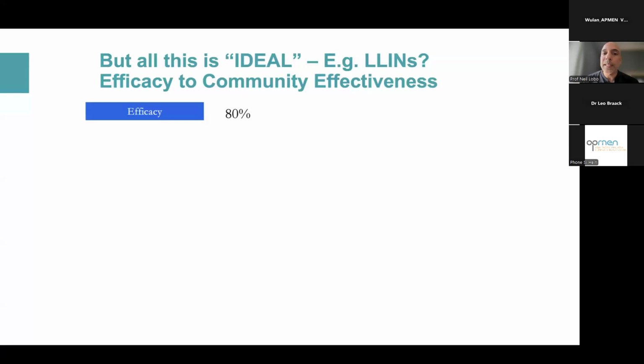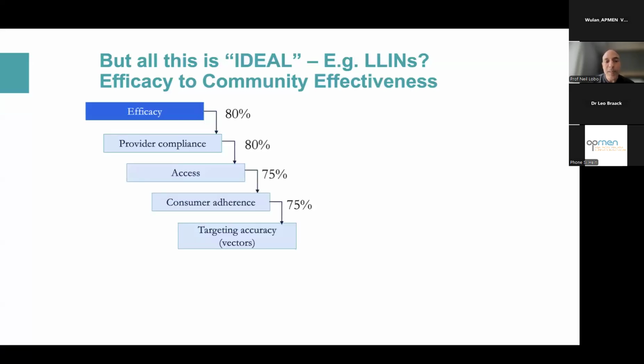And the reason why we evaluate in communities is because, let's say in our studies, the combination got 80%, even though we got 94% reduction. What happens in reality is that there are multiple things that reduce effectiveness. So we got an efficacy of 80%. Let's say provider compliance is 80%, access is 70%. Your people use it not so well. Maybe 75% of them use it well.